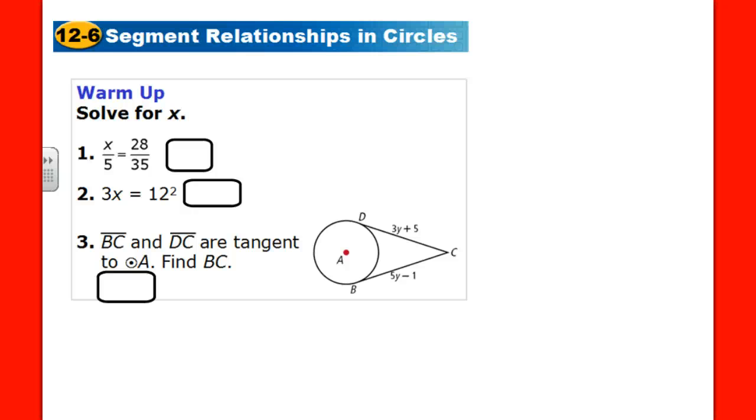Okay, geometry, this is 12.6, segment relationships in circles. Please pause the video, come back and check your answers when you're ready. Okay, easy. We have 4, and x equals 48, and BC is 14. So you set those equal, found y, and substituted.